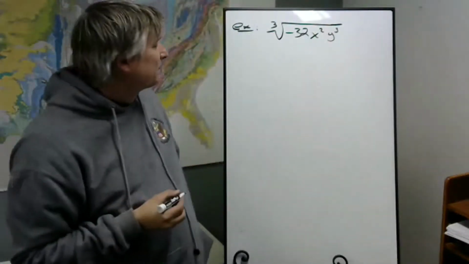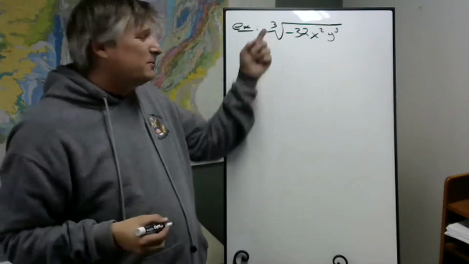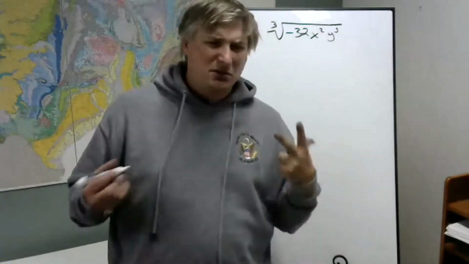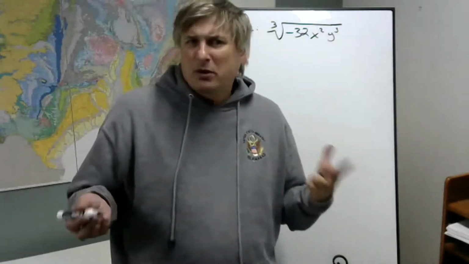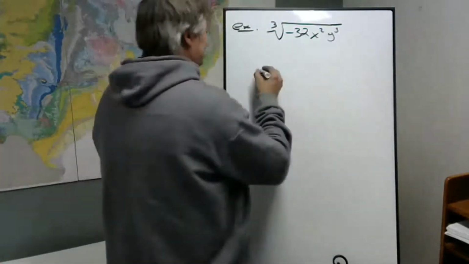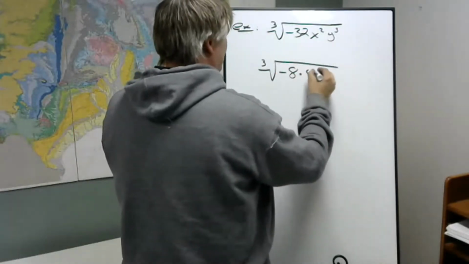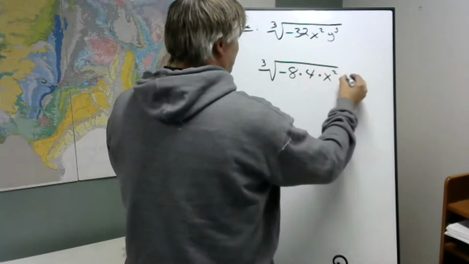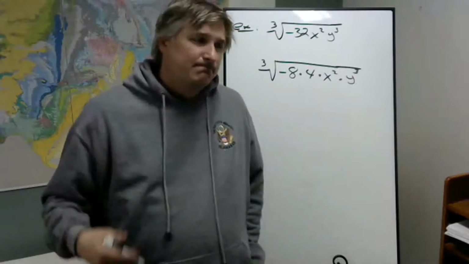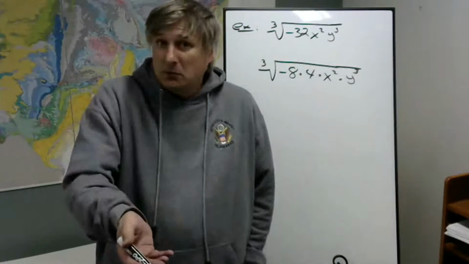Now what do we do here? Well, negative 32, we're dealing with a cube root. So we want to try to get negative 32 in terms of a product of numbers where one of them has a cube root. And there's one that comes to mind. Negative 8 times 4. Because negative 8 is negative 2 times negative 2 times negative 2. So the cube root of negative 8 will be negative 2.